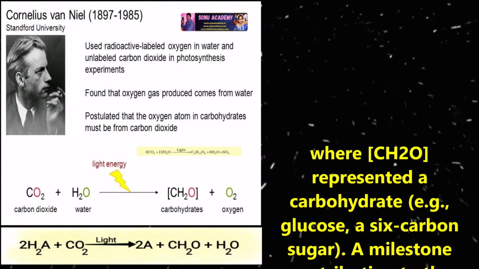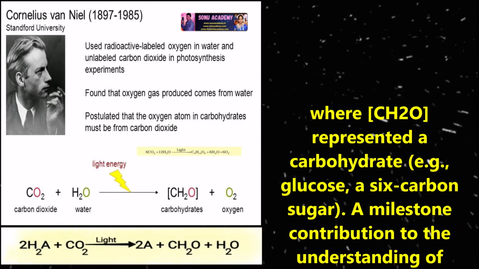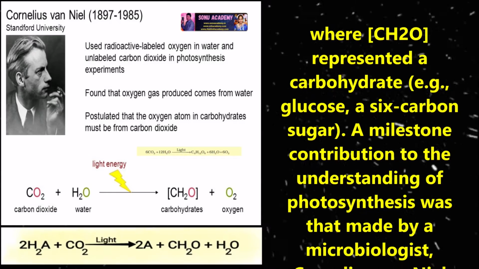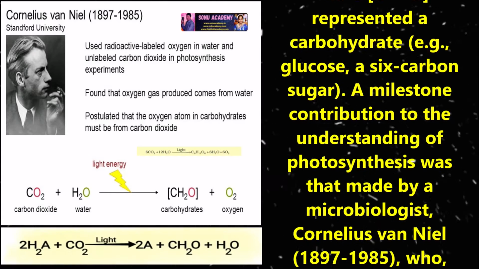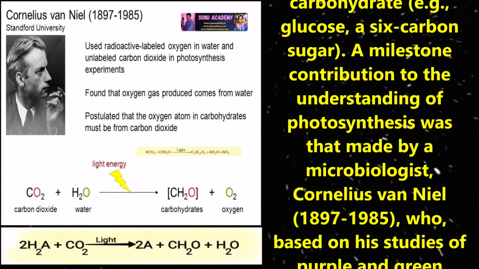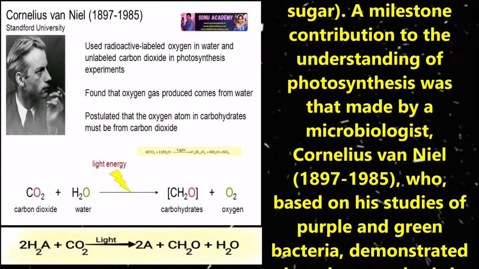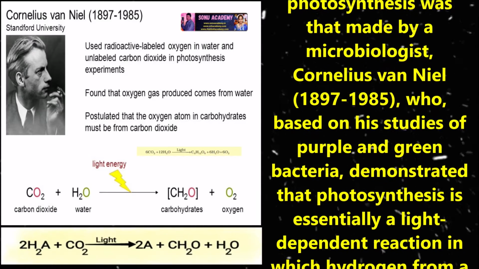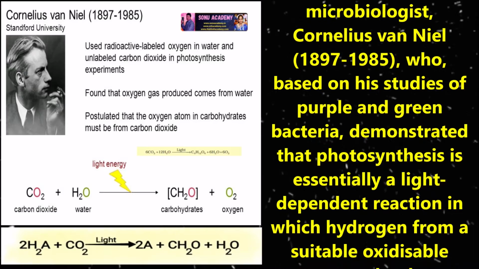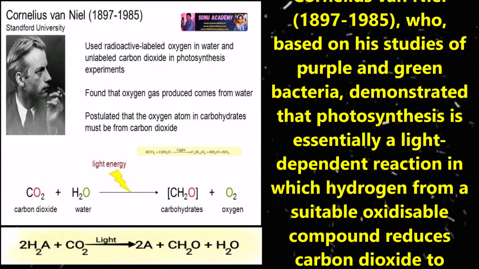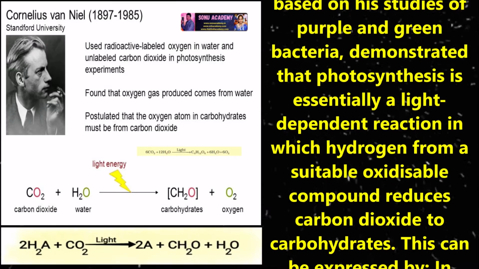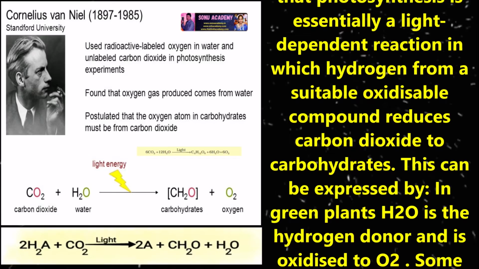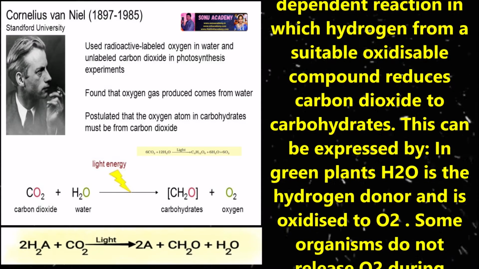A milestone contribution to the understanding of photosynthesis was made by a microbiologist, Cornelius van Niel, from 1897 to 1985, who, based on his studies of purple and green bacteria, demonstrated that photosynthesis is essentially a light dependent reaction in which hydrogen from a suitable oxidizable compound reduces carbon dioxide to carbohydrates. This can be expressed by 2H2A plus CO2 gives rise to 2A plus CH2O plus H2O.